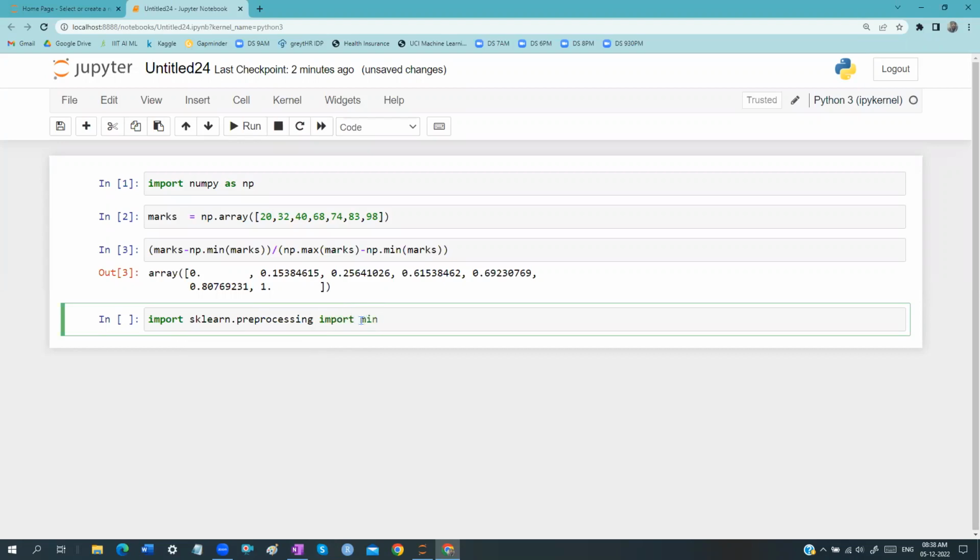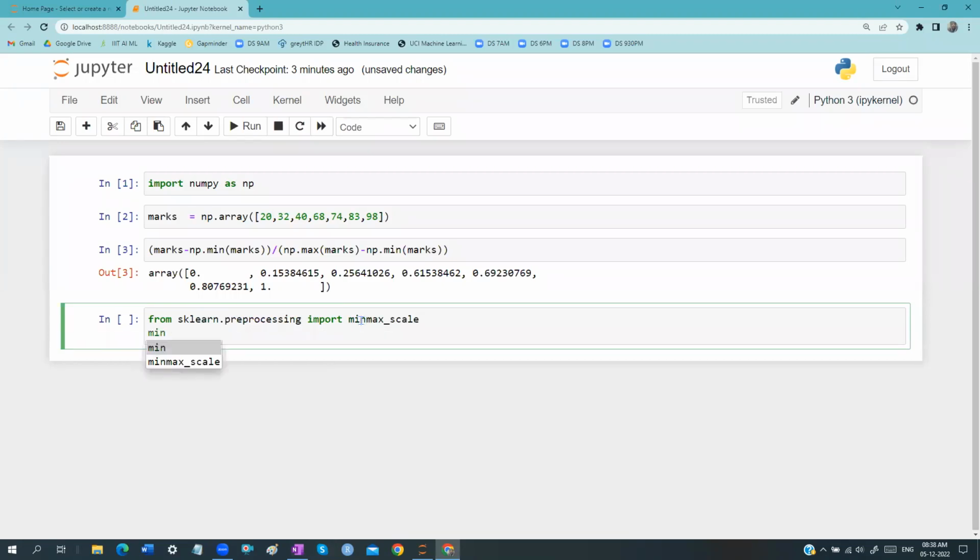If you want to do min-max scaling, they have directly given a function called MinMaxScaler. Sorry guys, I made a small mistake. It is going to be from sklearn. See guys, it is MinMaxScaler, applied to marks.